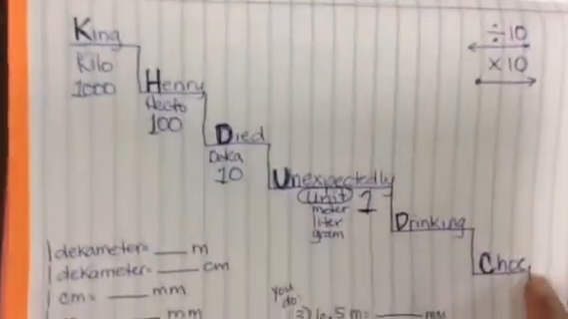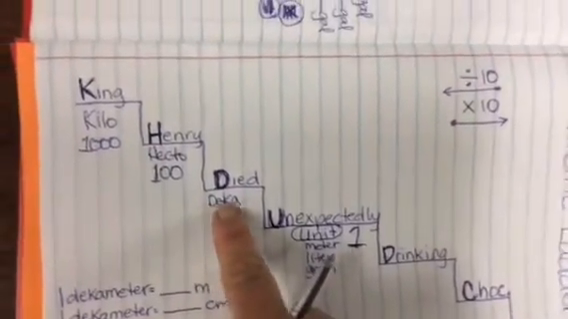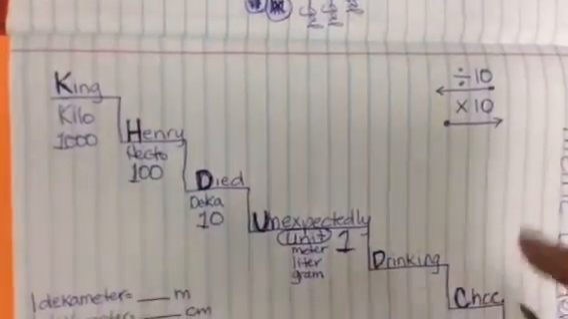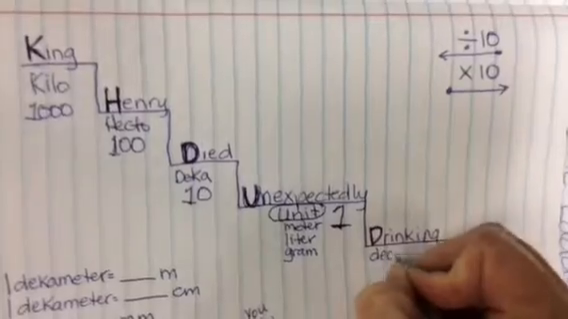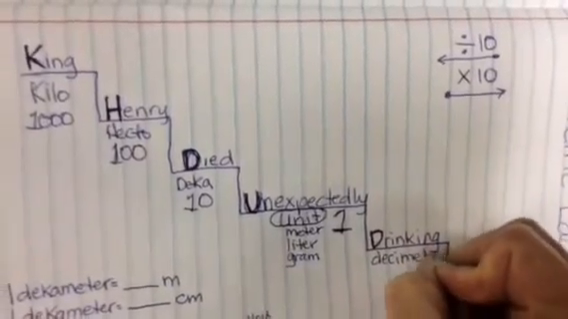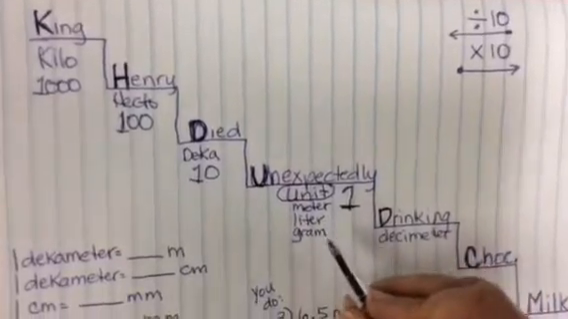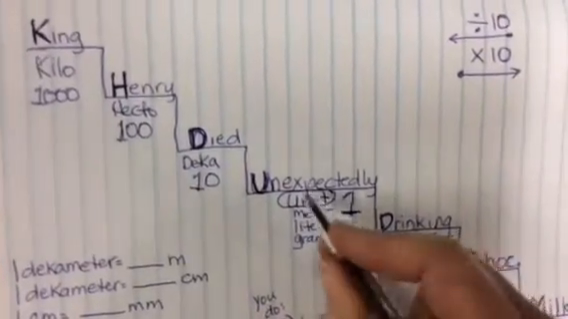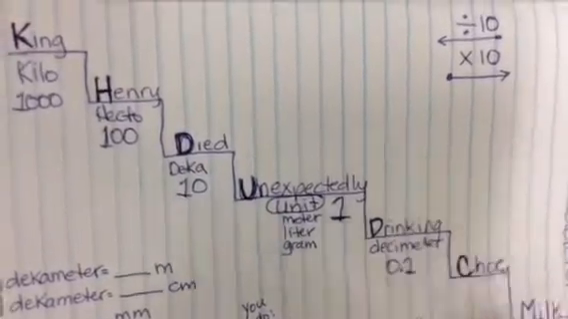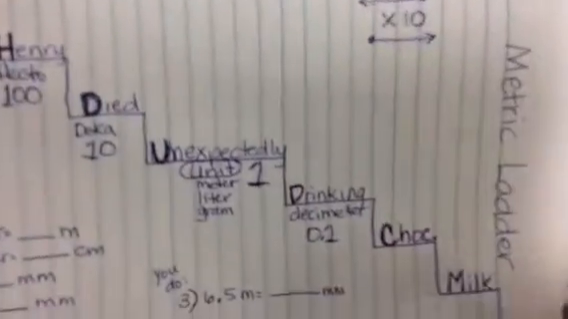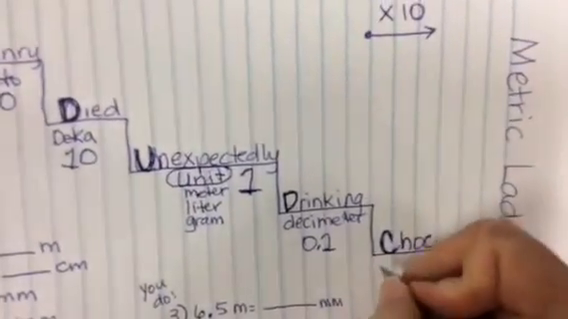Now let's go smaller. Okay, so deca, if you know your prefixes, deca means 10. So now it's smaller, but it's 1/10. So it's decimeter. And a decimeter is 1/10 as big as a meter. So let's go ahead and show our 1/10. C for chocolate stands for centimeter.